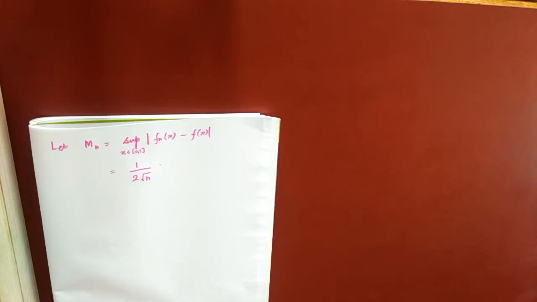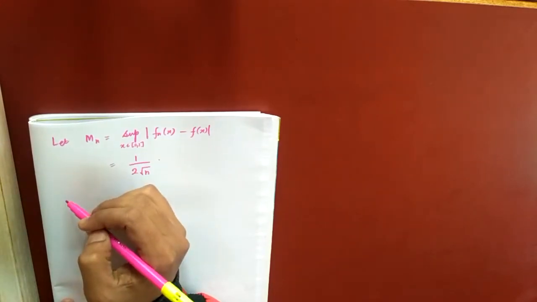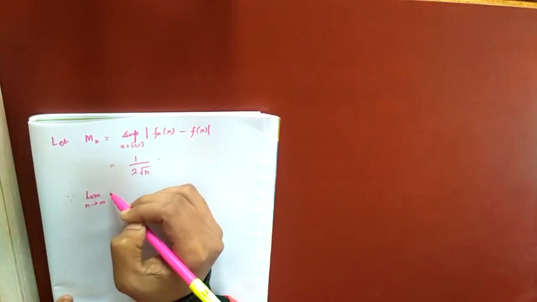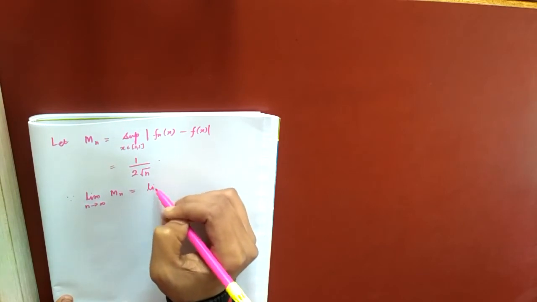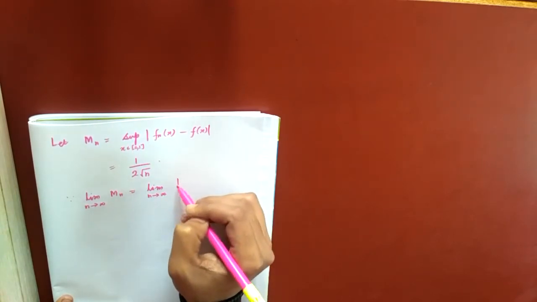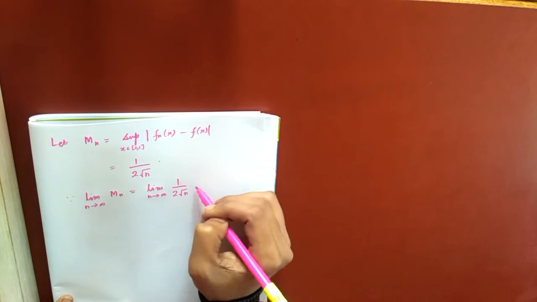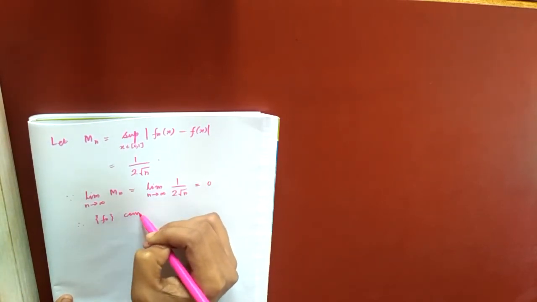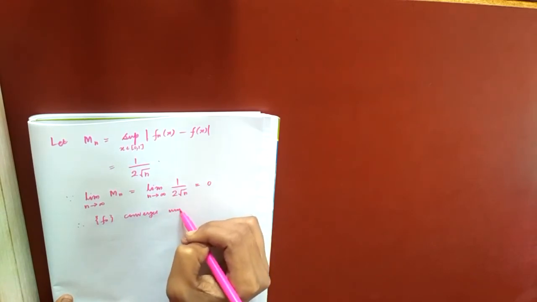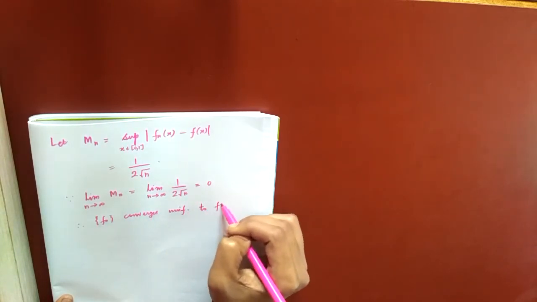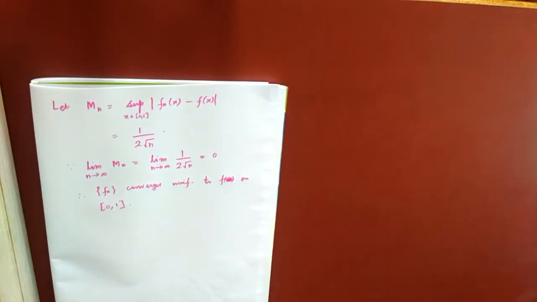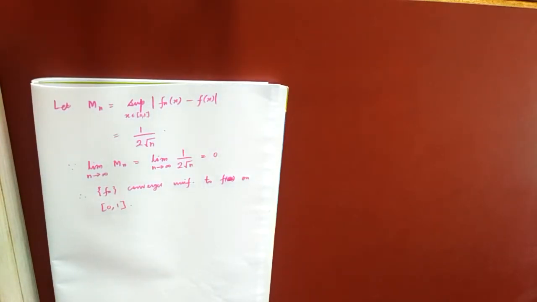Yeah. So now since limit n tends to infinity, M_n, what is this limit? This limit is clearly 0, 1 by 2 root n. This goes to 0. So therefore f_n converges uniformly to f on [0, 1]. Hence we are done.